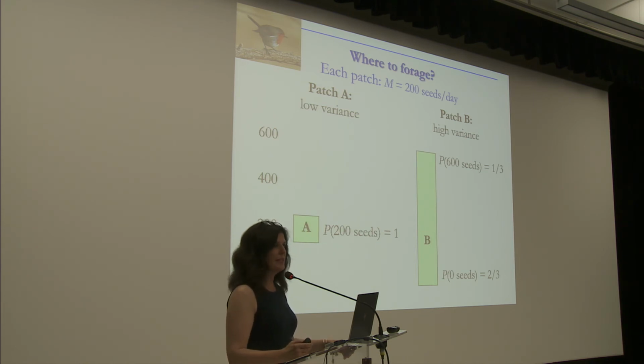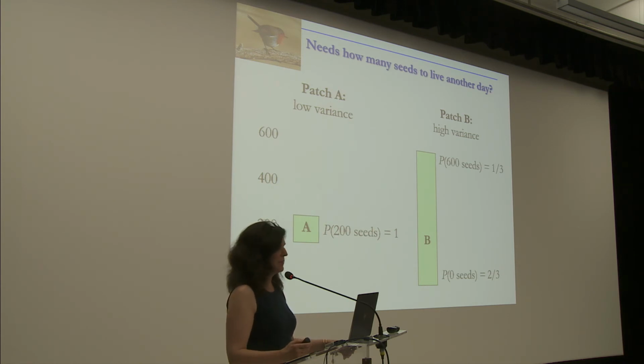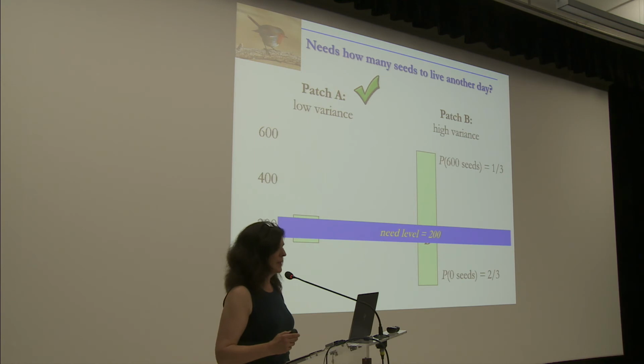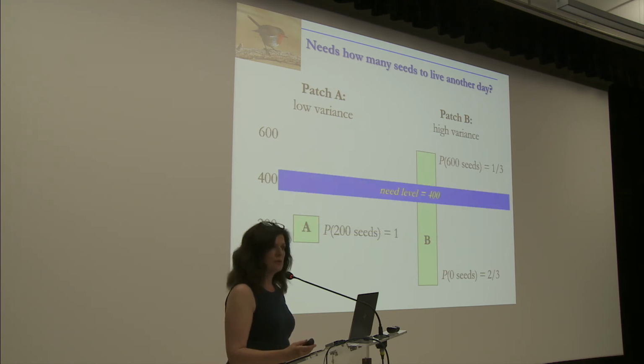Now the question is, what's its need level? How many seeds does it need to live another day? This is a problem many animals face. Let's say its need level is 200 seeds. It needs 200 seeds to live to tomorrow. Well, obviously, the bird should forage on the low variance patch because it's certain to get the 200 seeds it needs to live to tomorrow. Whereas it has a 2/3 chance of dying if it forages on patch B. Let's say it needs 400 seeds a day to live to tomorrow. Then it should clearly forage on patch B because there is no chance that it will get 400 seeds on patch A. It'll die, right?